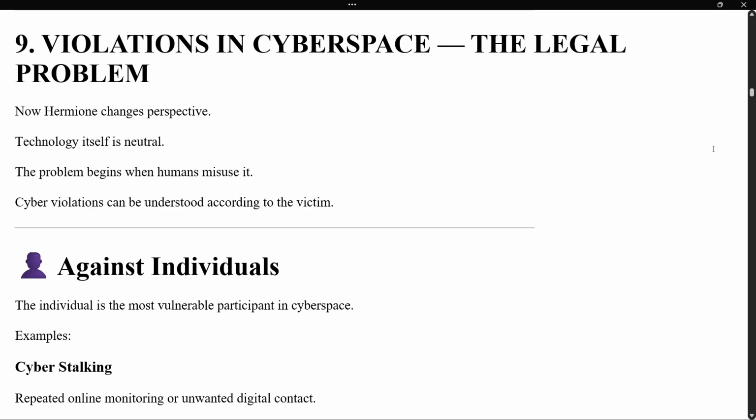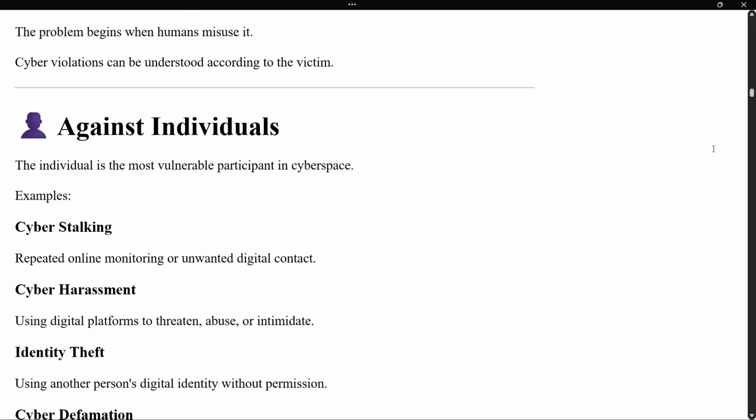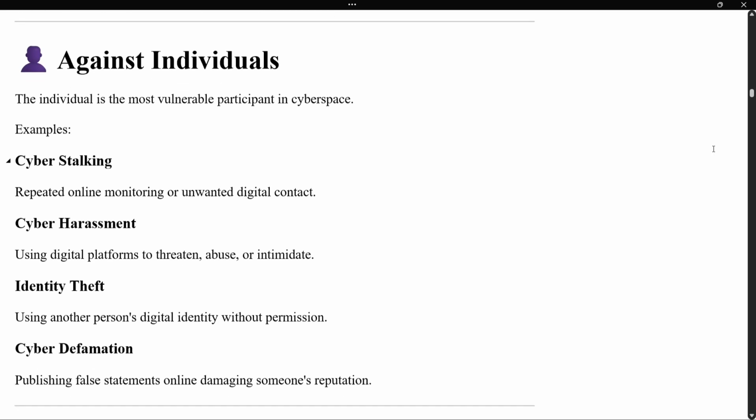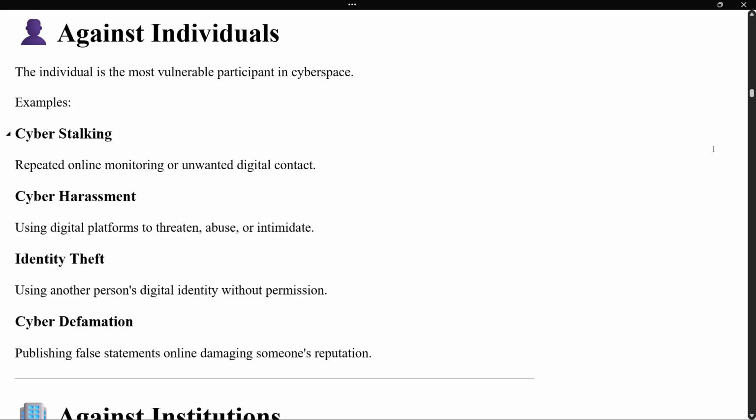Examples: cyber stalking, repeated online monitoring or unwanted digital contact. Cyber harassment, using digital platforms to threaten, abuse, or intimidate. Identity theft, using another person's digital identity without permission. Cyber defamation, publishing false statements online damaging someone's reputation.